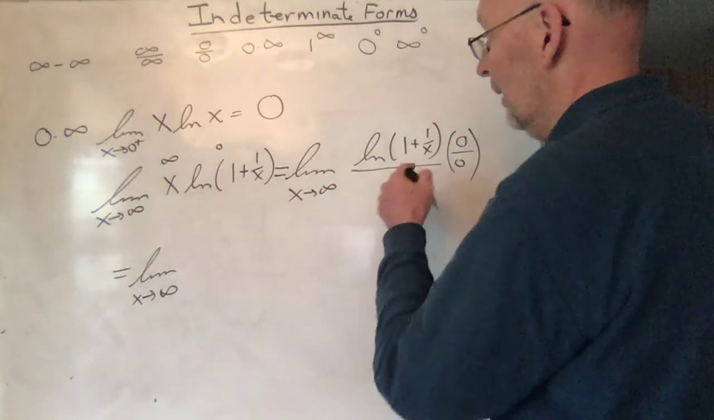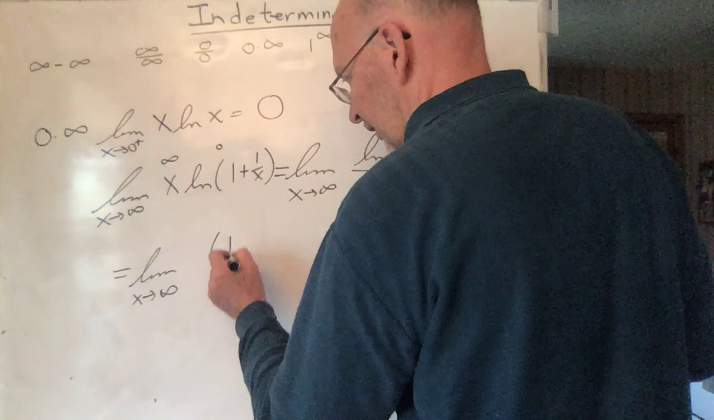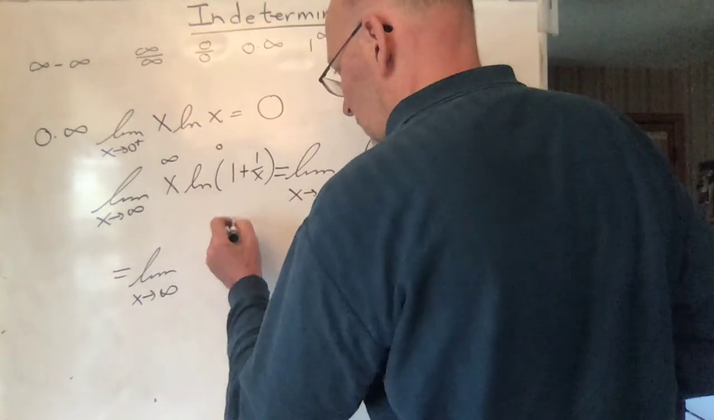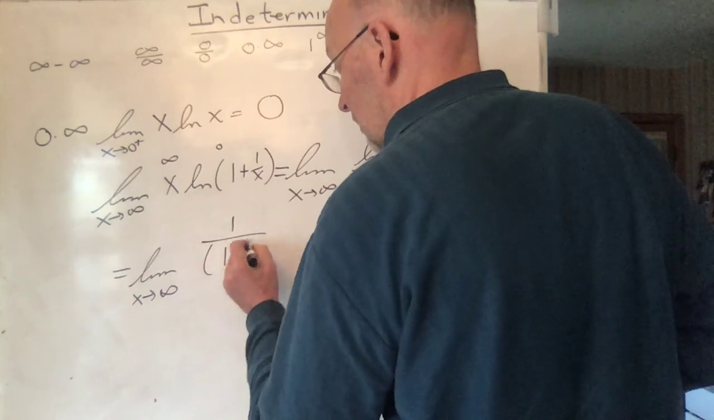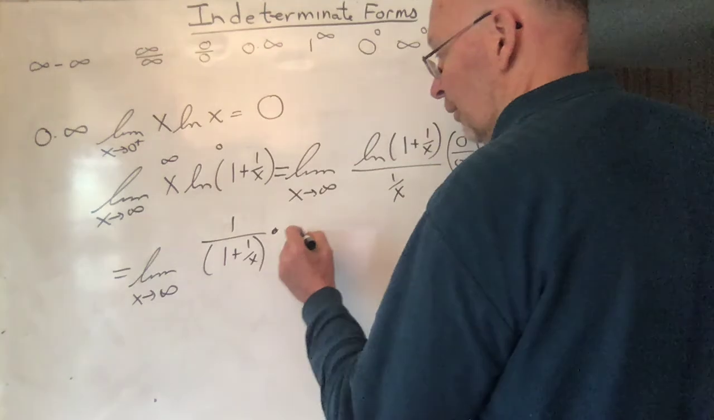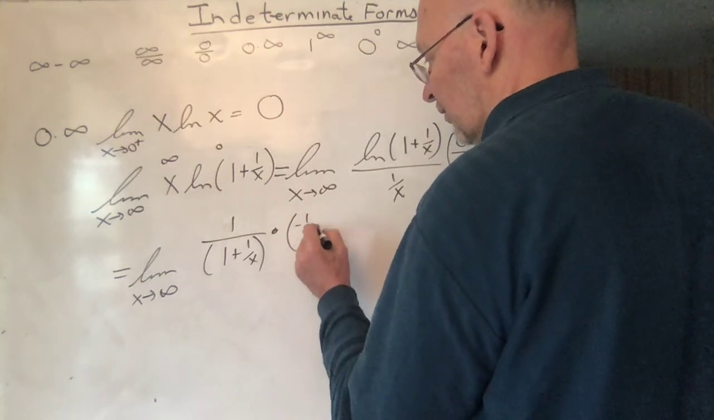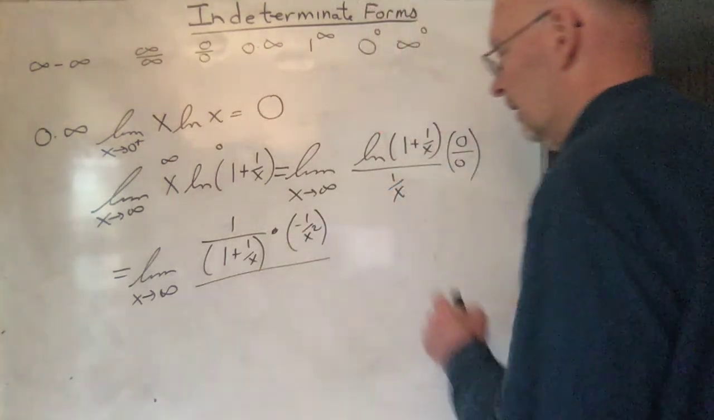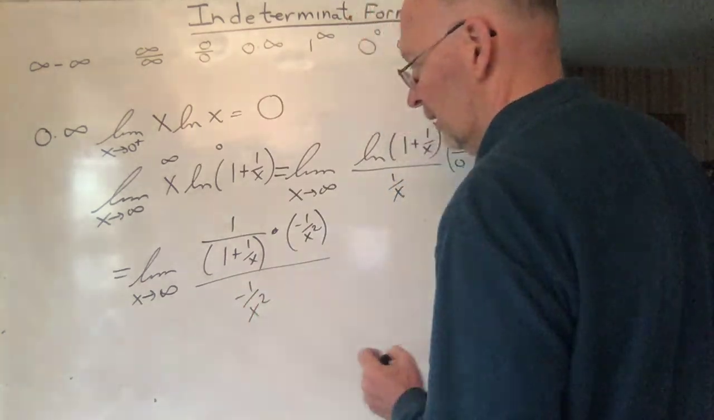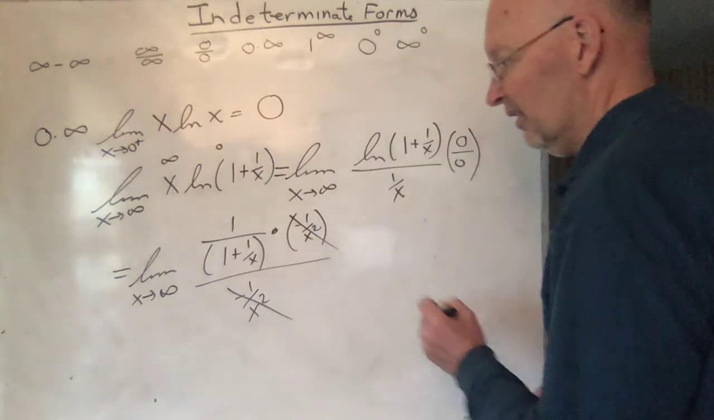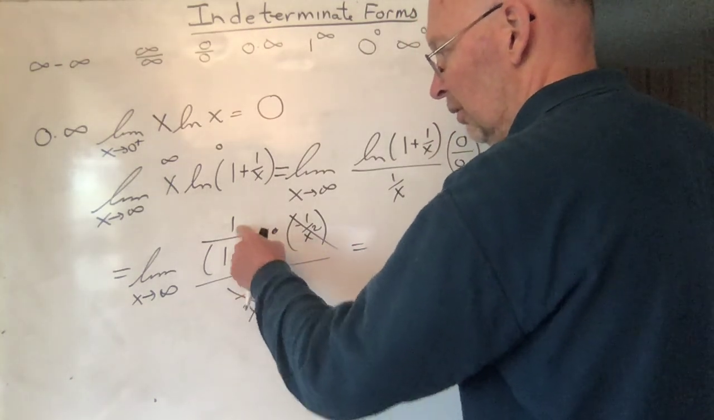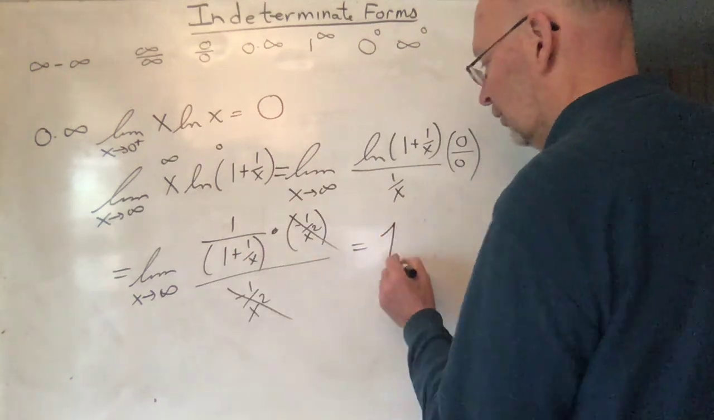So here we go. Take the derivative of the top. Derivative of the ln of anything is 1 over that thing, times the derivative of the inside. The derivative of the inside is negative 1 over x squared. Now you take the derivative of the bottom. That's going to be minus 1 over x squared. This cancels exactly with this. As x goes to infinity, this is going to 0. 1 over 1 plus 0 is 1.